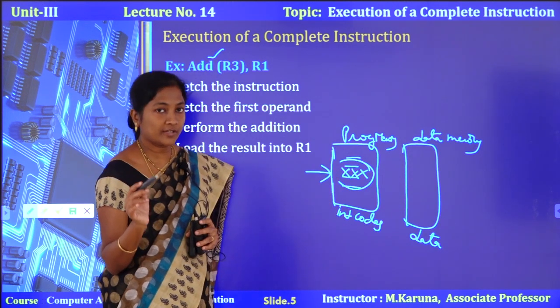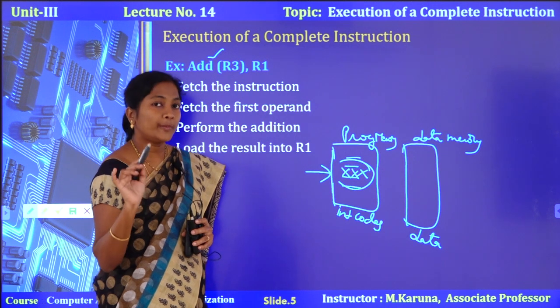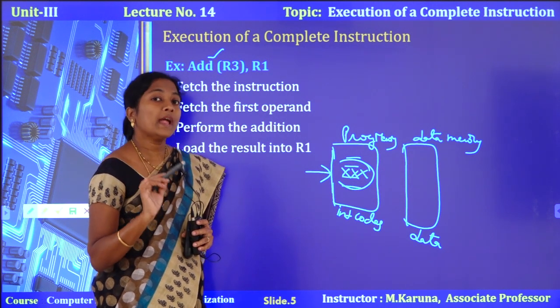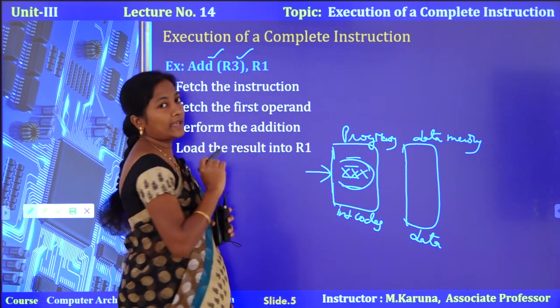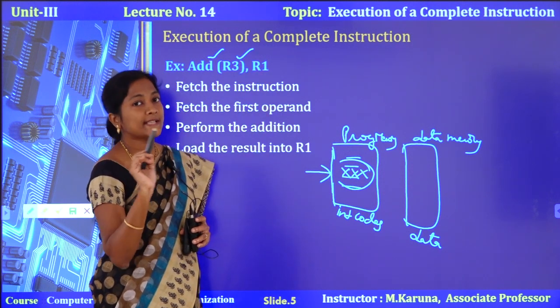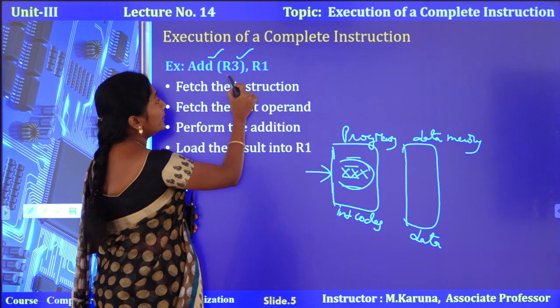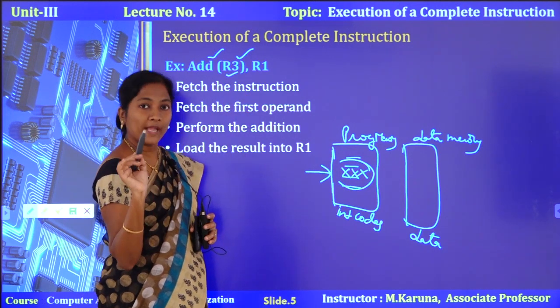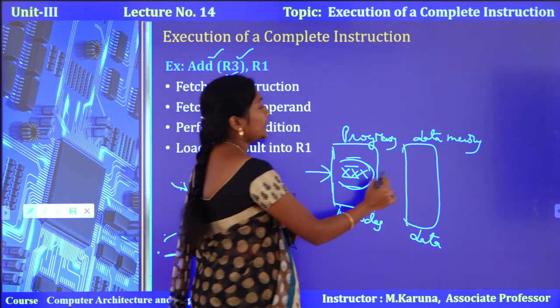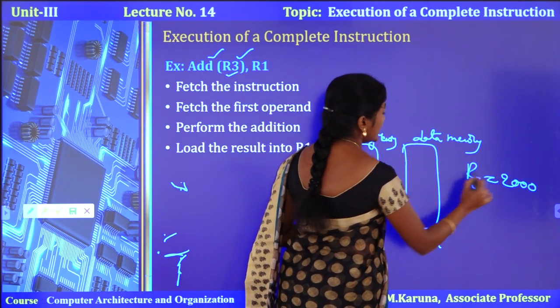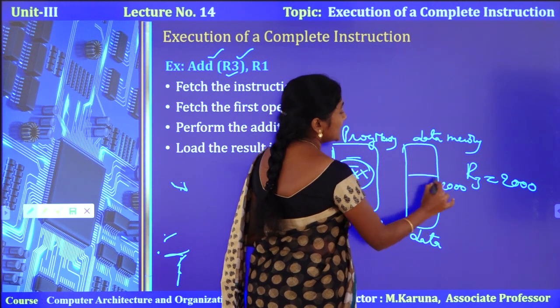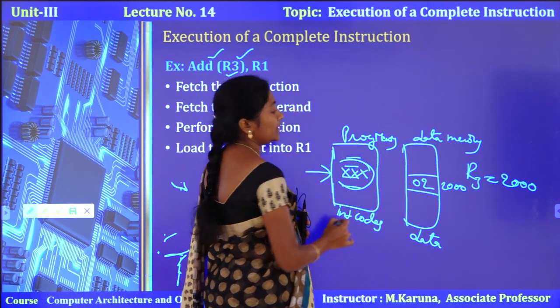Processor needs to fetch the instruction code from the program memory. And then processor needs to fetch the data. Here first operand is available in the memory location pointed by R3. Here R3, I told you, is having the 2000 address. At that 2000 address, the data is available.